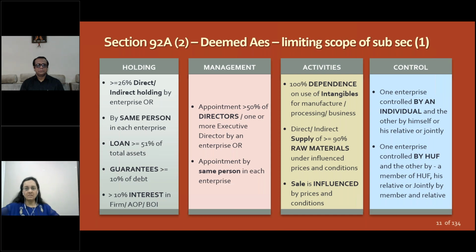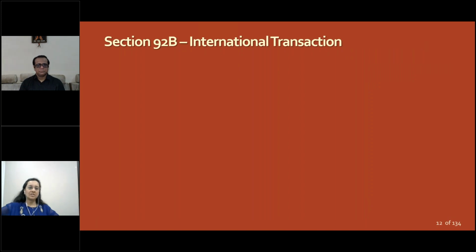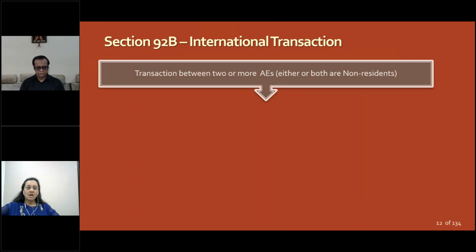So 92 we have seen, which lays down the chargeability of what is to be done under transfer pricing. 92A tells us who are these associated enterprises whose transactions have to be checked at arm's length price. The next section is of what is an international transaction. So an international transaction is a transaction, like we just understood, between two or more associated enterprises, either or both of whom are non-residents. Now, why does it say either or both of whom are non-residents? If two entities transacting outside India are transacting with each other, how does India have any jurisdiction over it?